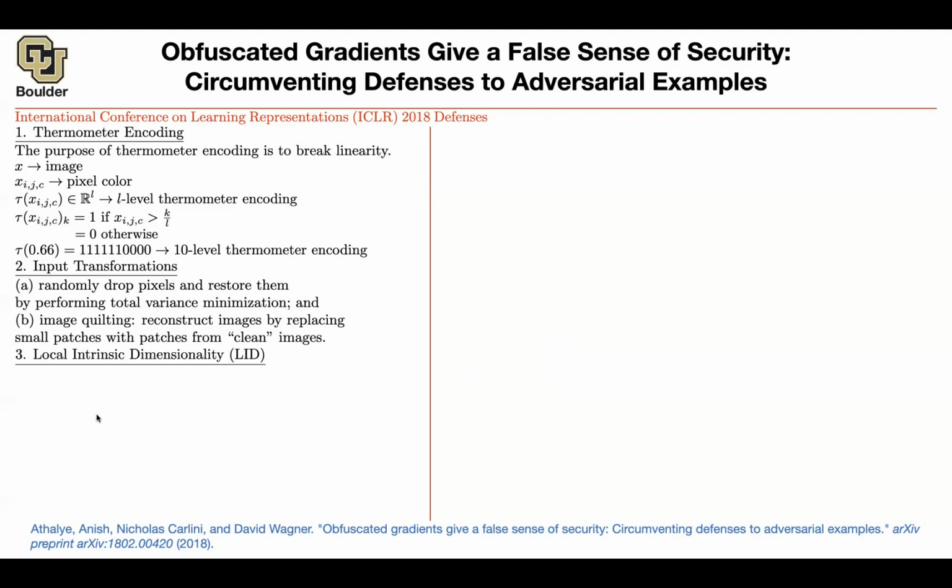This one, they are not claiming that they are trying to defend against adversarial examples, but they're actually trying to detect them. Is this an adversarial example? Yes or no? Is there a metric for doing that? That's called local intrinsic dimensionality. It's a metric. Let's go through it.